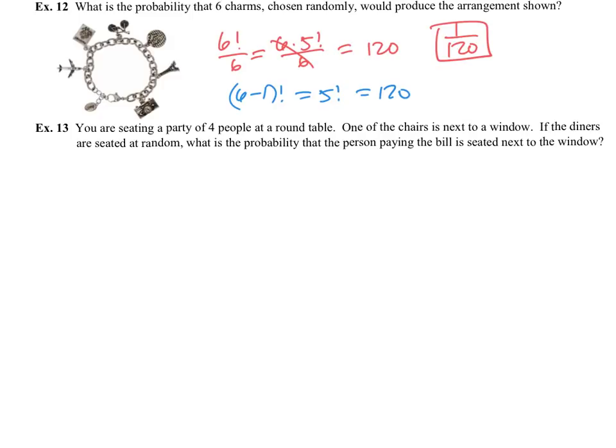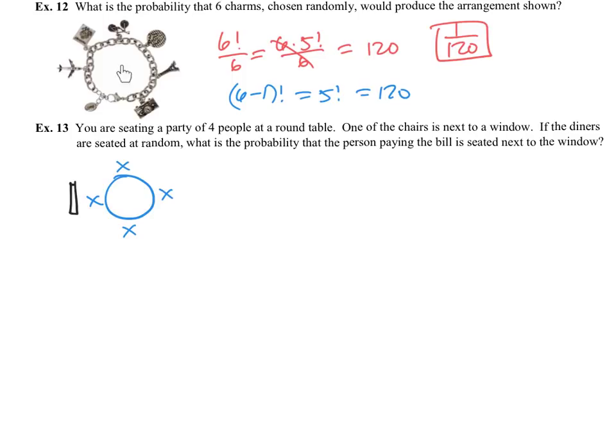Okay, in this next example, it says you are seating a party of 4 people at a round table. One of the chairs is next to a window. If the diners are seated at random, what is the probability that the person paying is seated next to the window? So that's what we call a reference point. Let's draw a picture. We've got our round table. We're going to seat 4 people around that table. And let's draw a little rectangle here that represents the window, okay? So what is the probability that the person paying sits next to the window?